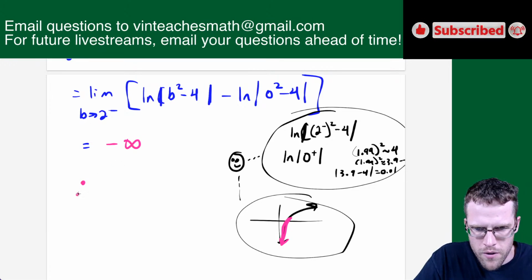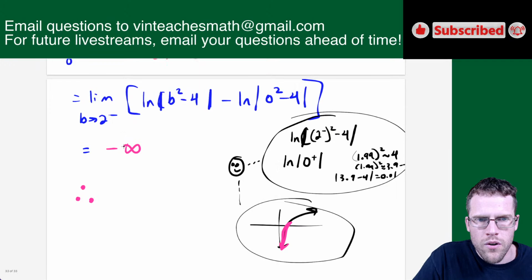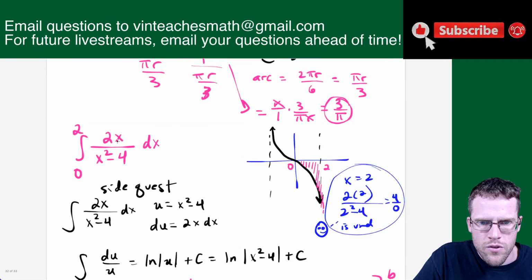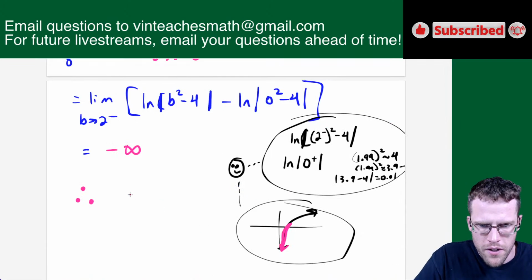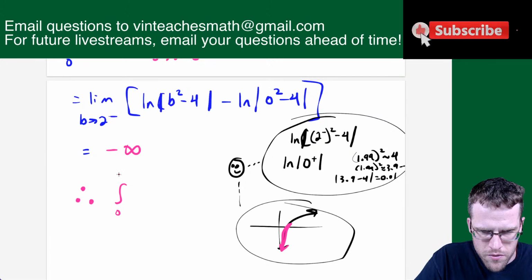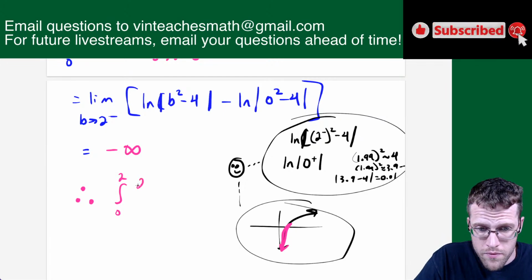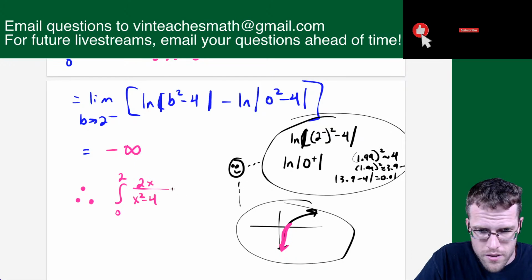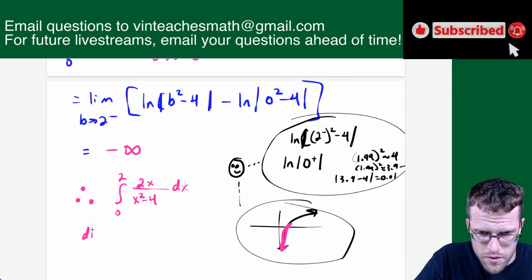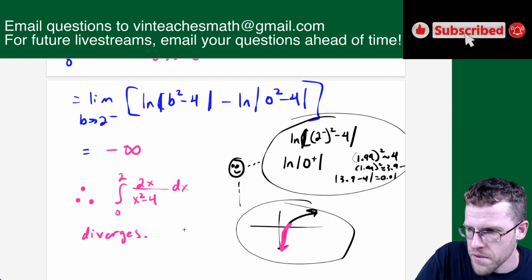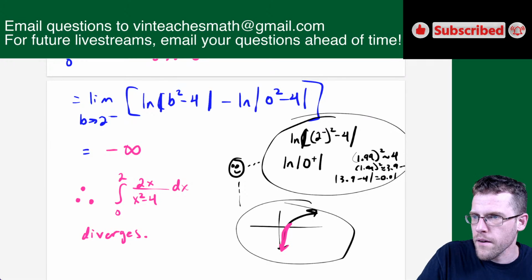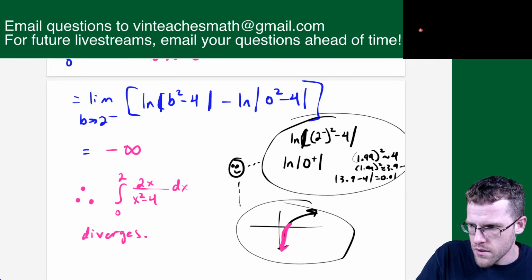So we could say, therefore, the original integral from 0 to 2 of 2x over x squared minus 4 dx diverges. Okay, this diverges. So that's that. Something to be careful with. So, little limits to tack in there.